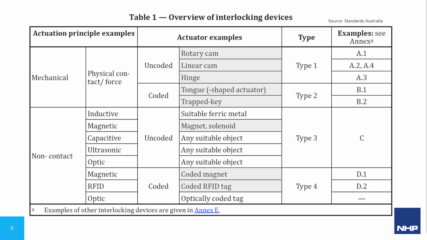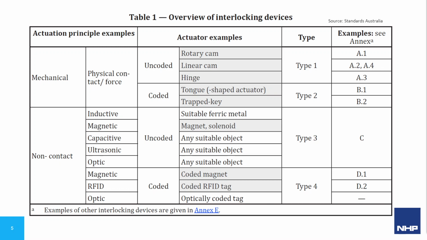This is Table 1 from Part 1602, which provides an overview and examples of the various types of interlock devices. I've highlighted in grey the examples where NHP have a suitable safety product offering. As mentioned in the previous slide, Type 1 and 2 make physical contact with the guard. The difference is the coding.